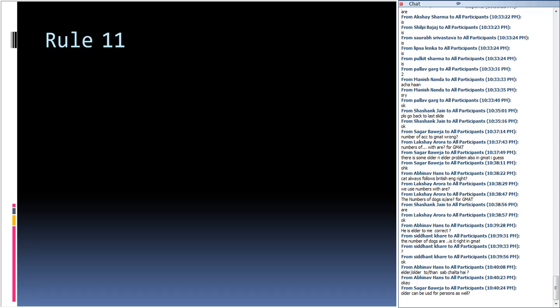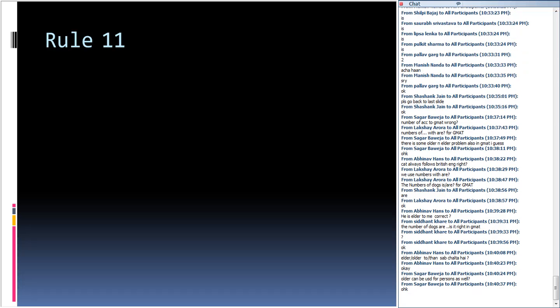Okay Sagar, do you think older can be used for persons as well? Yes, the difference between elder and older is that elder can be used only for people. Older, apart from being used for people, can also be used for other things. "This forest is older than mankind", you can say that, right? Can you say "this forest is elder than mankind"? Okay, so let's come to rule number 11.